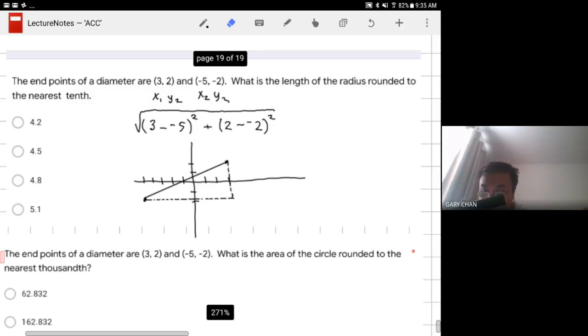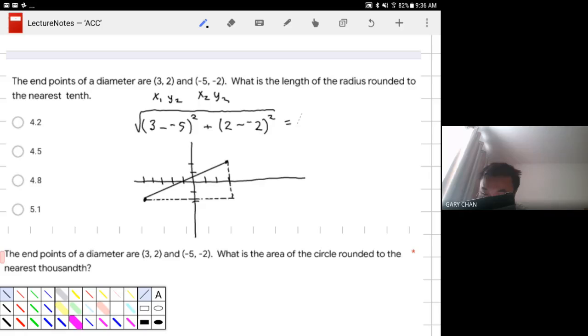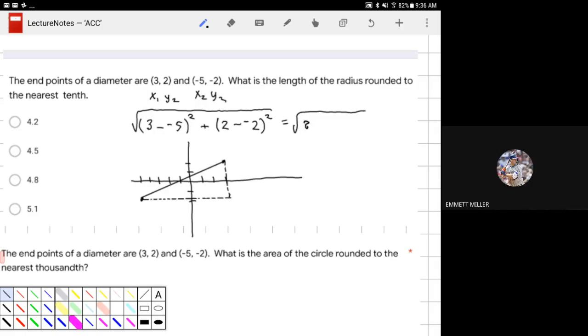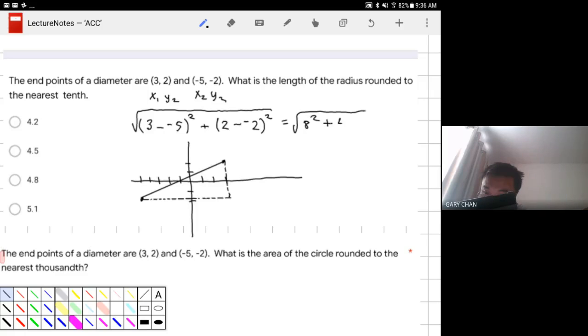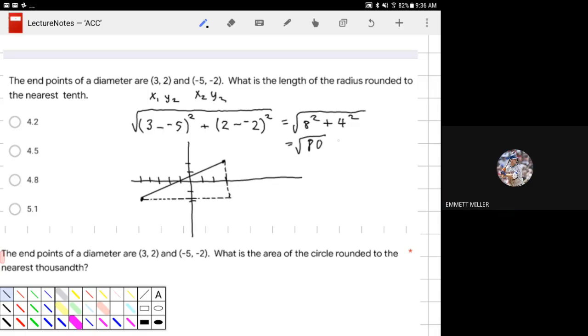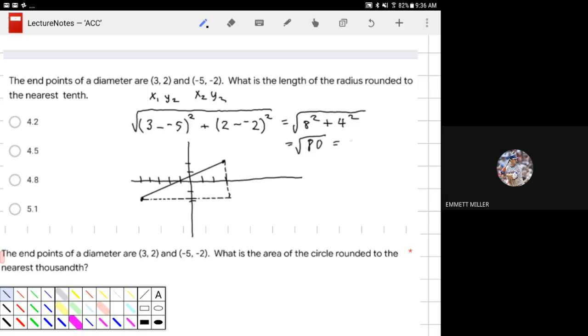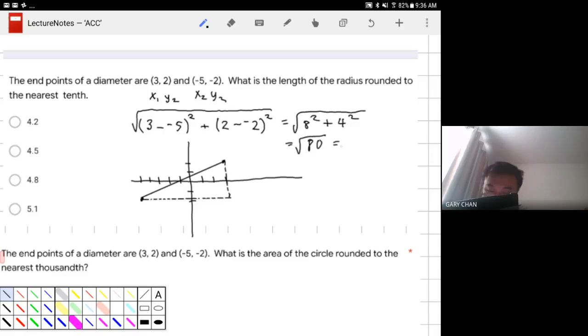So in this case, we have the square root of 8 squared plus 4 squared, which turns out to be the square root of 80, right? Yeah. And when you punch this in the calculator, this is not going to be a radius. This is going to be a diameter, right? It's going to be like 8.9 something. Yeah. So it's going to be somewhere close to 9. So if you take half of that, this would be the closest one, right? Mm-hmm. Okay.